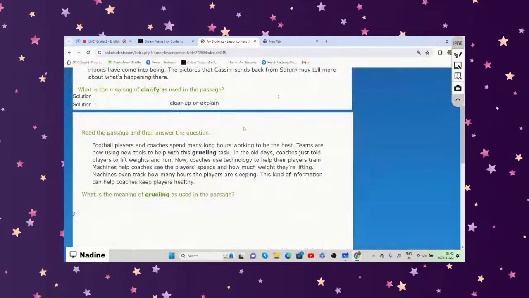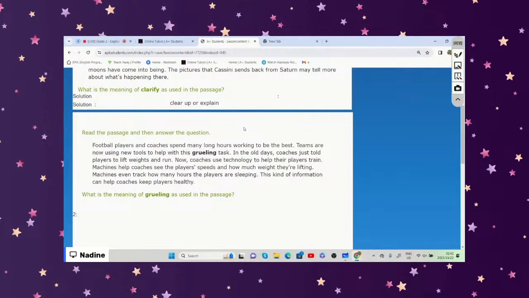All right, we're going to read the passage and then answer the question. Football players and coaches spend many long hours working to be the best. Teams are now using new tools to help with the grueling task. In the old days, coaches just told players to lift weights and run. Now, coaches use technology to help their players train.